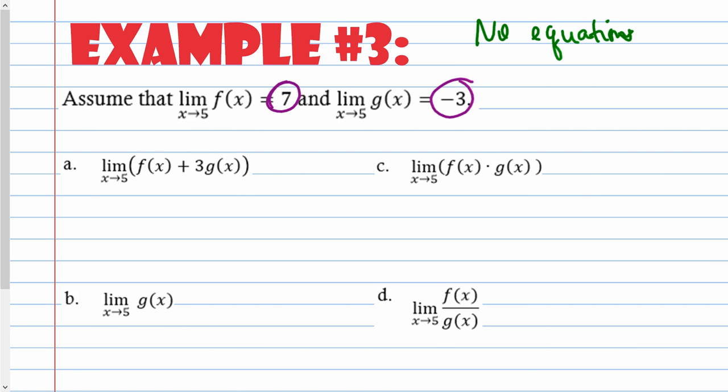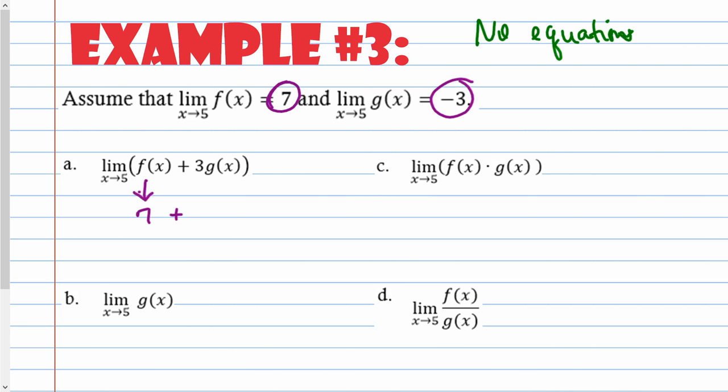So as I was saying, split it up. Look at this as you're doing the limit of f of x as x approaches 5, which, if you recall, in the directions they told you that the limit of f of x as x approaches 5 is 7. So this part right here is 7. So now we add it to 3 times the limit of g of x as x approaches 5.